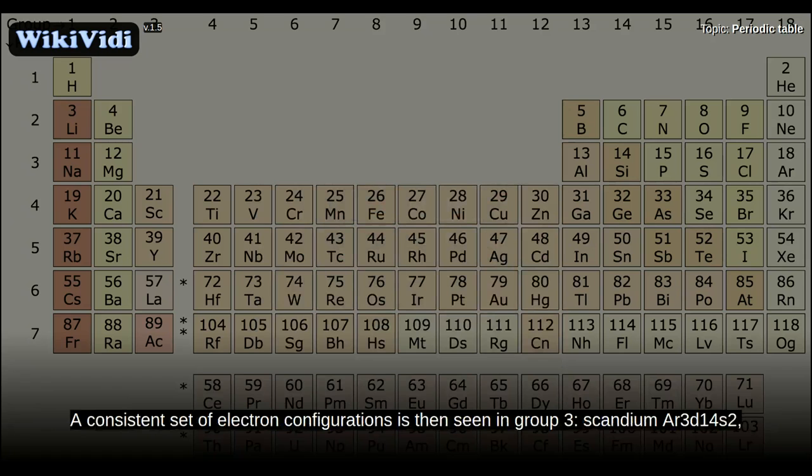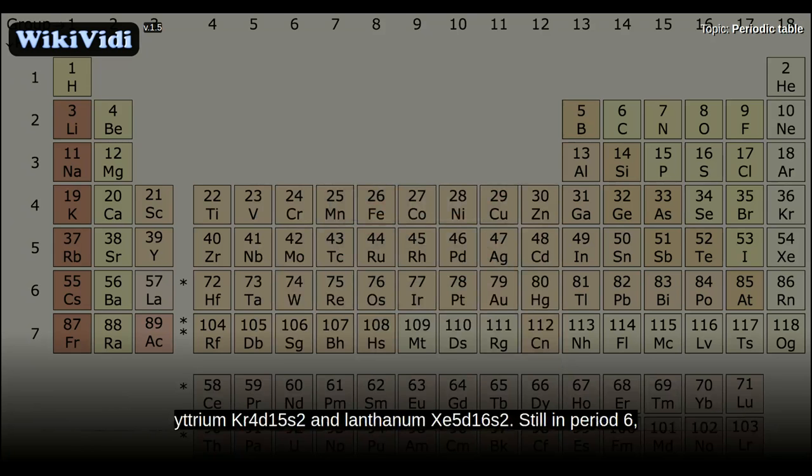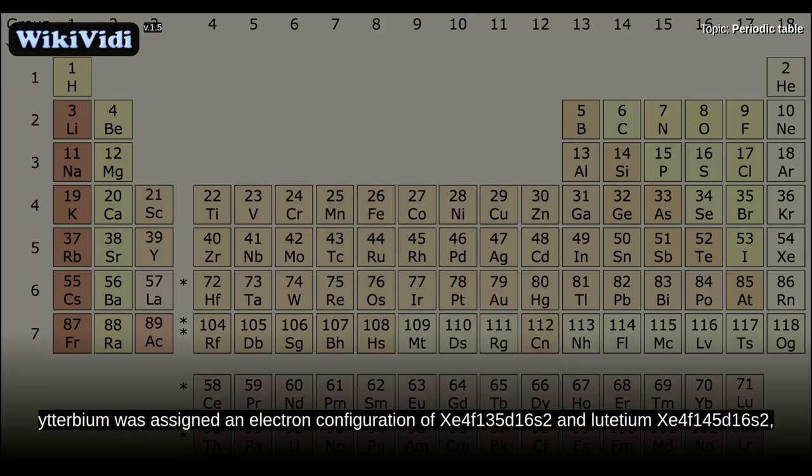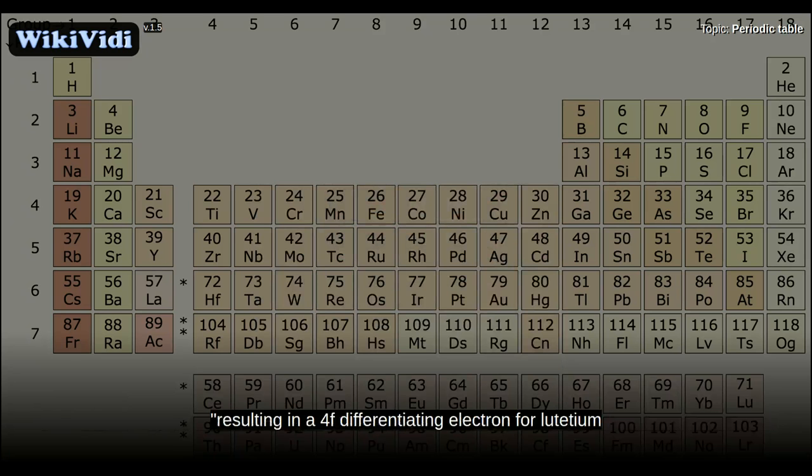A consistent set of electron configurations is then seen in Group 3: scandium [Ar]3d14s2, yttrium [Kr]4d15s2 and lanthanum [Xe]5d16s2. Still in period 6, ytterbium was assigned an electron configuration of [Xe]4f135d16s2 and lutetium [Xe]4f145d16s2, resulting in a 4f differentiating electron for lutetium, and firmly establishing it as the last member of the f block for period 6.